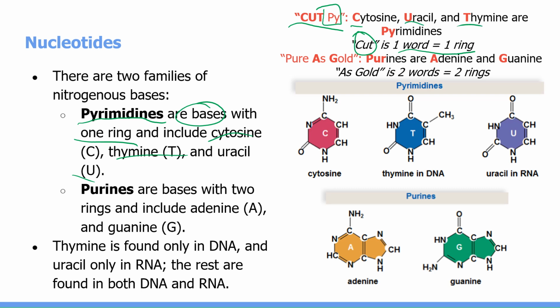Then we have the other family, which is called purines. And so they are bases with two rings and includes adenine and guanine. So we can remember it by saying "pure as gold." As gold is two words for two rings, and then the initial letters there, A and G, as gold: adenine and guanine. Boom, there you have it.